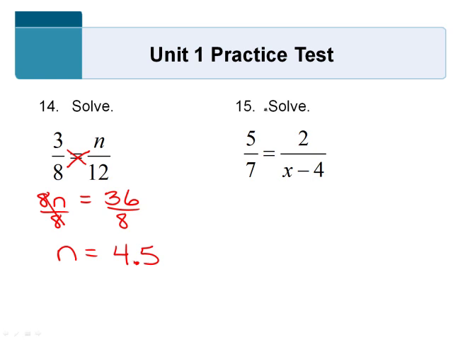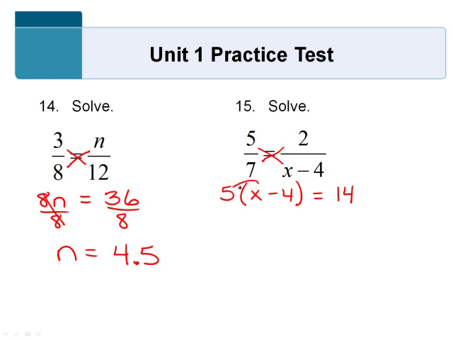Number 15. We're going to do the same thing. We're going to cross multiply. Now, you want to be careful when you write the 5. When it's going to get multiplied by x minus 4, you have to keep that x minus 4 in parentheses. And then it's going to equal 7 times 2 is 14. So I just usually put the term that has the variable in it on the left-hand side, just out of habit, okay? But the order doesn't matter what side you put it on.